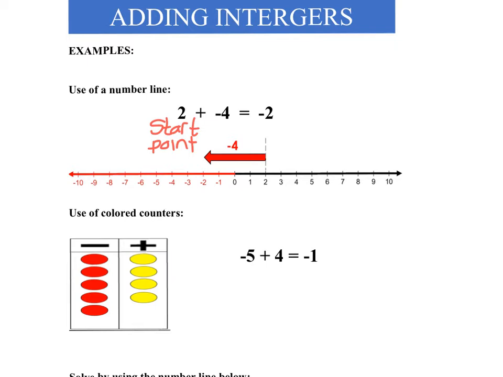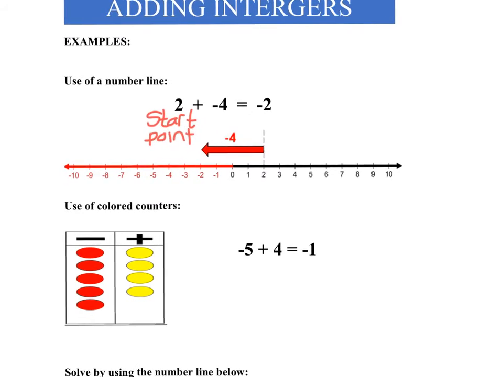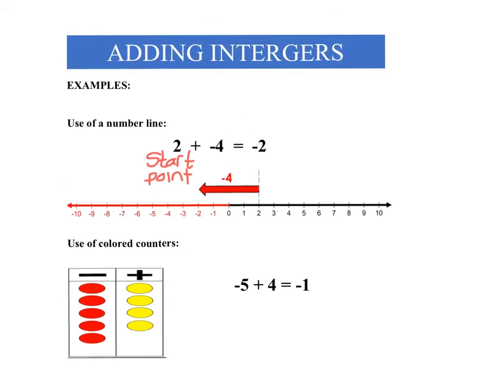Okay, the arrow, the second number, is what we are moving. This number here is going to be the distance and direction. And then after the equal sign, this is where our stopping point is.